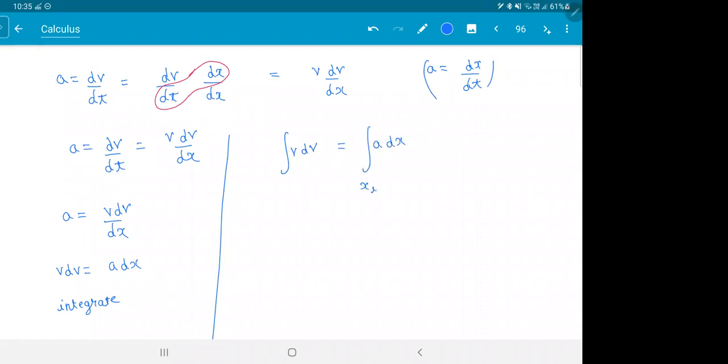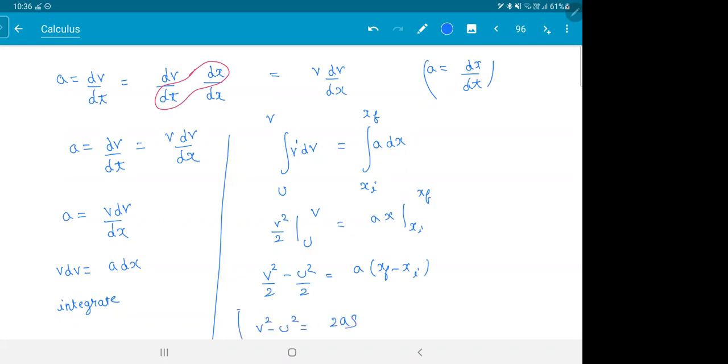This is from x initial to x final. This is initial velocity to final velocity. This would be v square by 2 with limits u to v. This will be a x with limits x initial to x final. I think by now you're getting which formula we are getting. v square by 2 minus u square by 2 is a into x final minus x initial, which is v square minus u square is 2as. That's the displacement, this is your third equation.